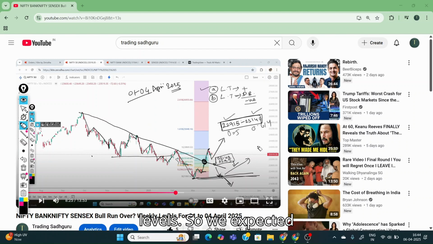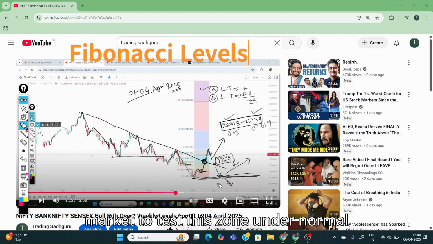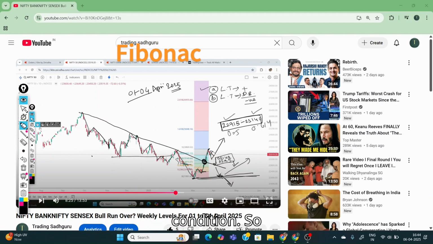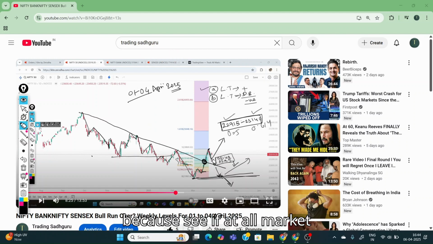So we expected the market to test this zone under normal conditions. Because if at all the market has to reverse, it has to take support around these levels, 22,915 to 23,140, and then move upwards. Else, if the market is going to go down, then it may test the trend line. From here also it can reverse, or else it may even break this trend line and test the previous low.